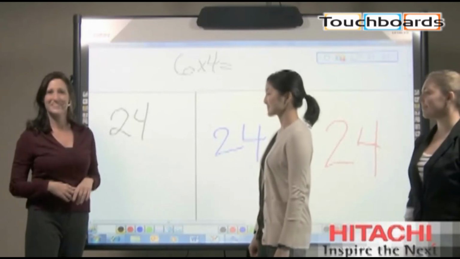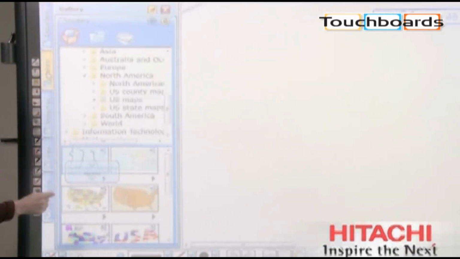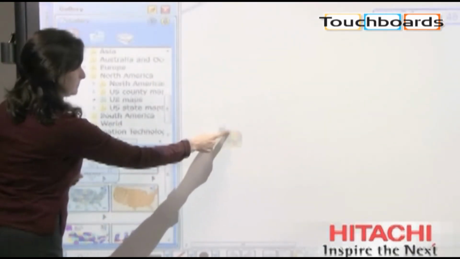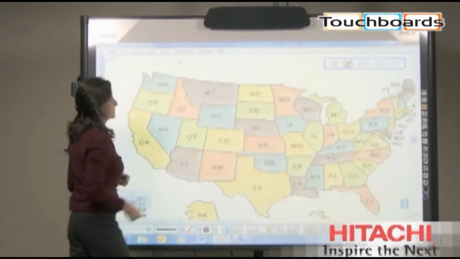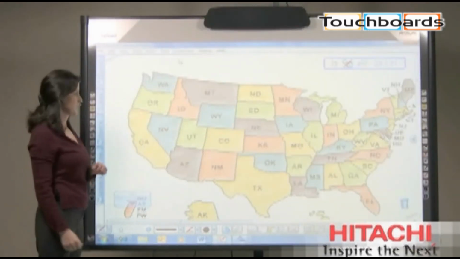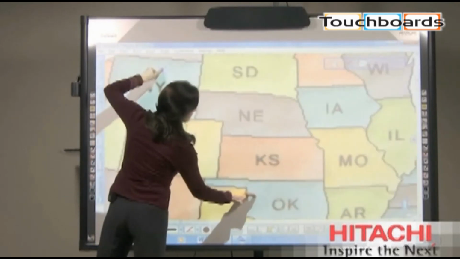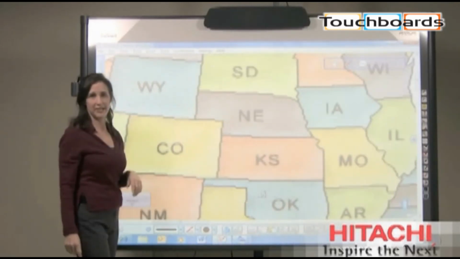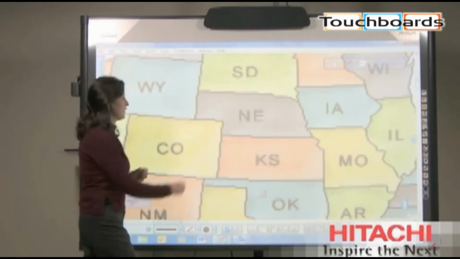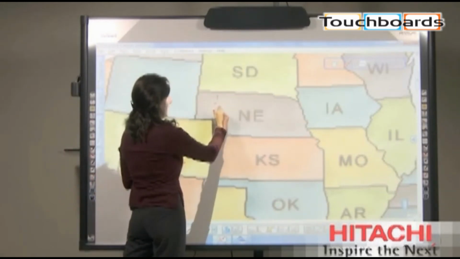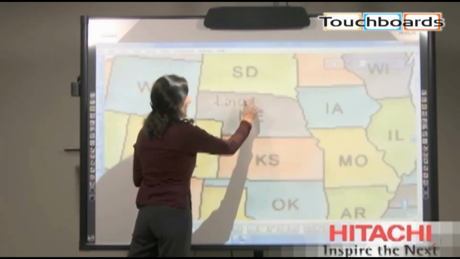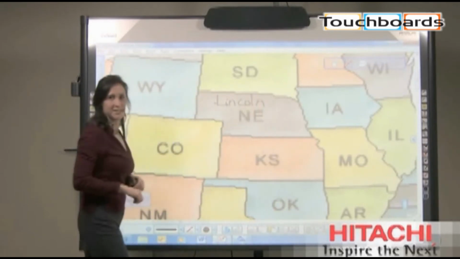If I touch my gallery, I can grab a map, drag it in. When I close it out, I have it full size. But with one gesture, I can expand that and zoom in. So if I was learning about the state of Nebraska, I'd have it there. Now I can use my pen tool and write in the capital of that state.